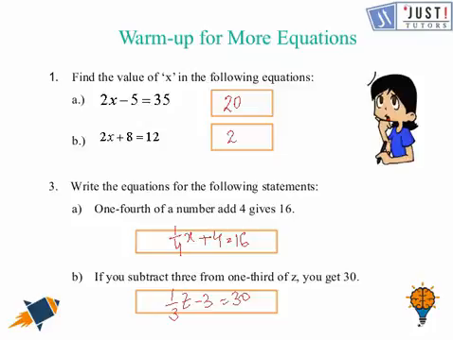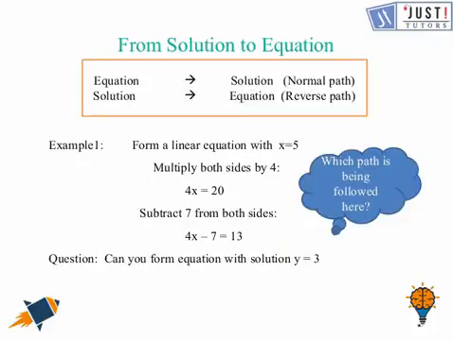Now let's move to the topic, which is following the different paths. So we'll start with moving from solution to equation. First of all, let us recall that going from equation to solution is the normal path that we usually follow. However, moving from solution to equation is a reversed path. In this case, we actually form an equation for a given solution. Let's try to understand that with the help of an example.